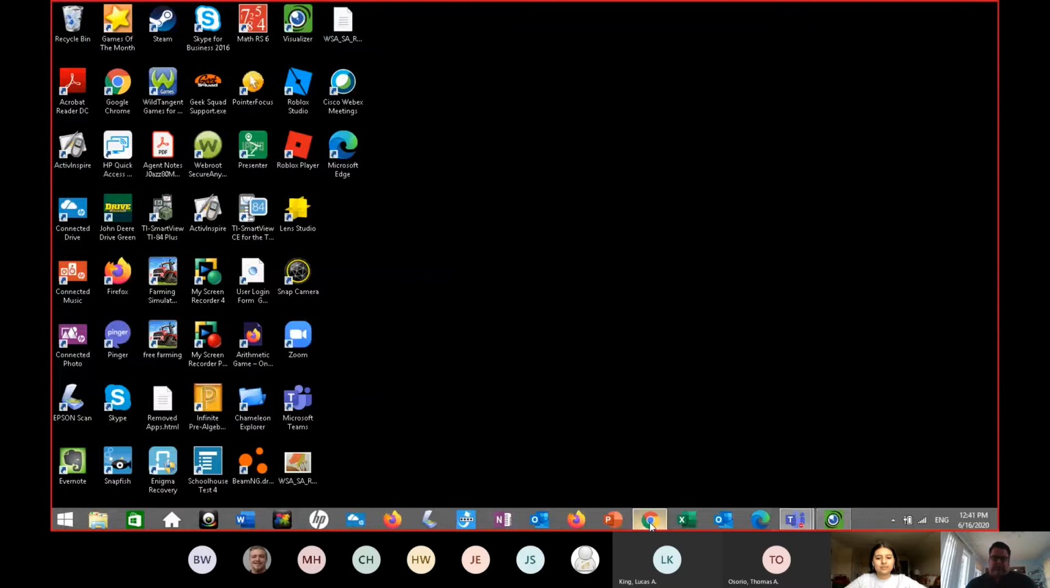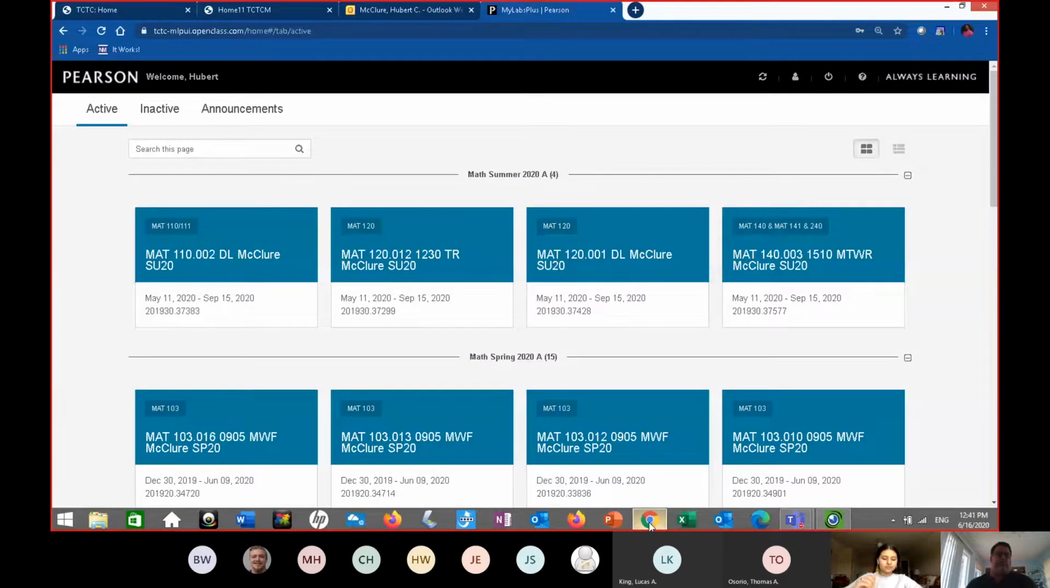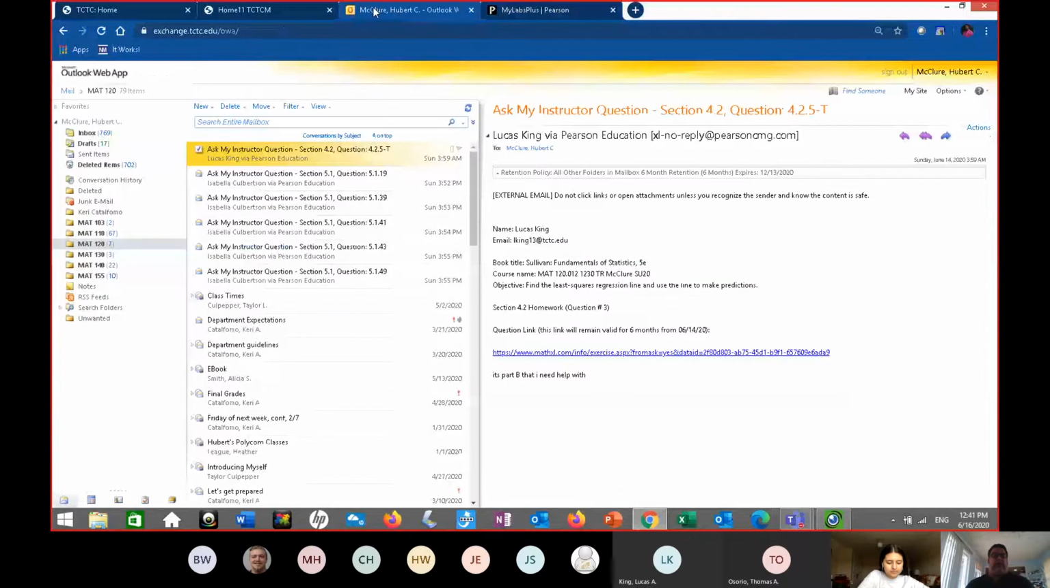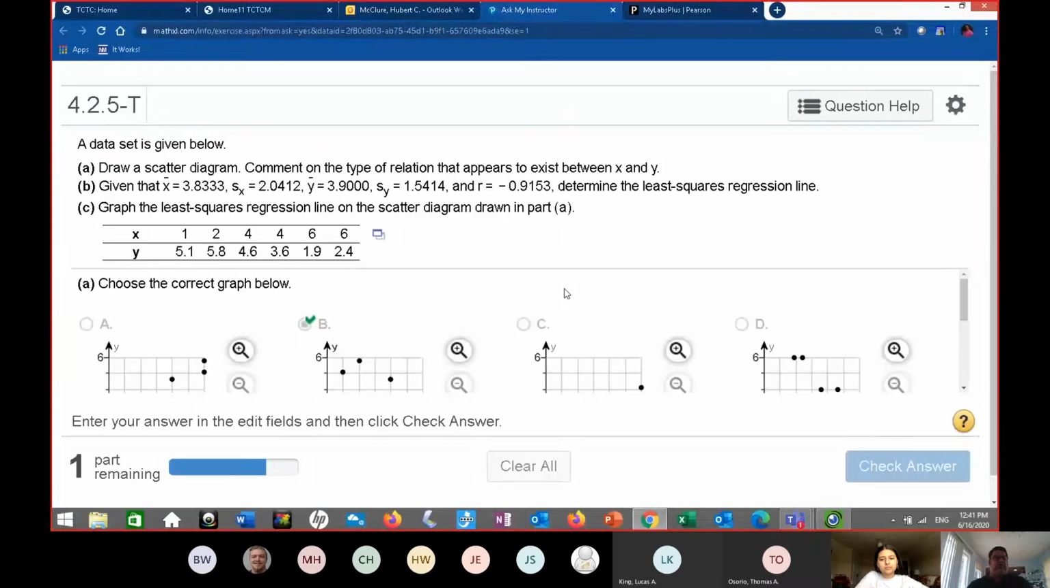First question. 120. This is 4.25/T. I don't know what that T means, but let's see what this says. Okay, they're giving us, okay, they're going to do that least squares regression until they get y'all to do it.